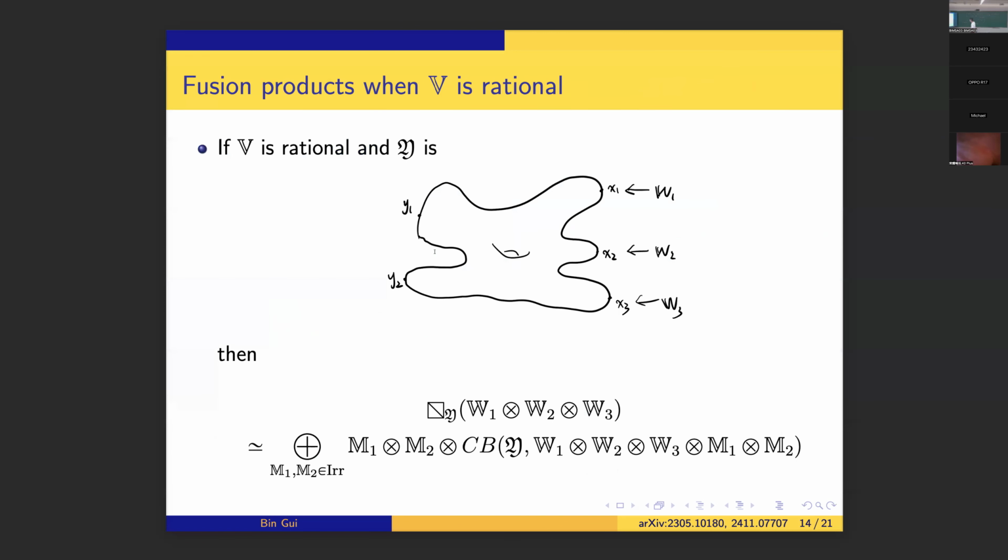Before that, we have an example in the rational case. I'm sorry, here I switched the orientation. Here I'm going from the right to the left. So the input points are on the right, and here you put W1, W2, and W3. The two marked points on the left are outgoing points, and the dual fusion product could be written down explicitly using this formula.